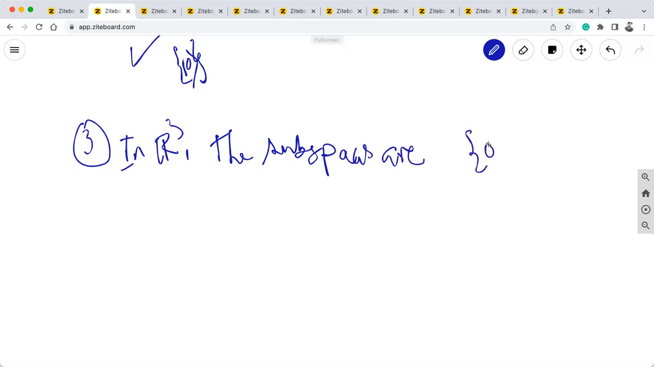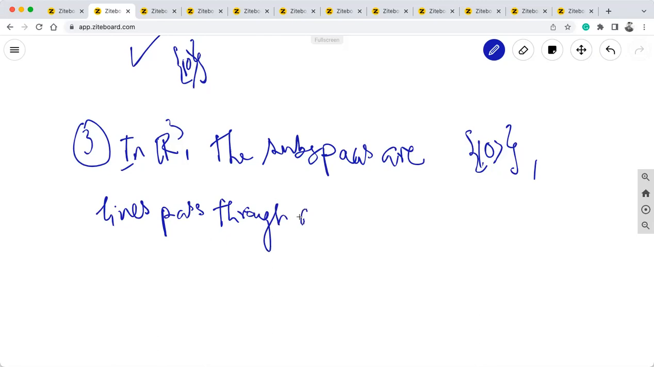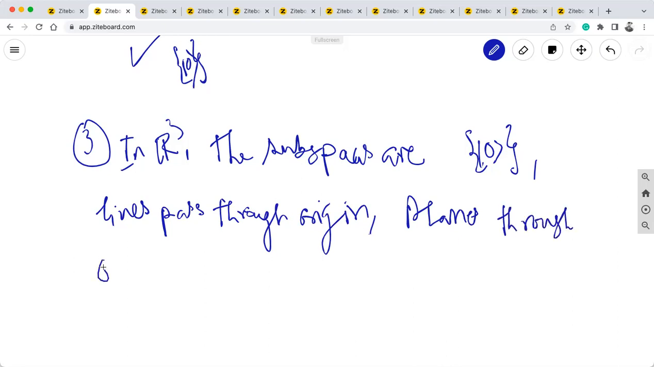the trivial subspace, the ket naught, that means the origin. Then all the lines that pass through the origin, they form subspaces. And planes through origin. So if you see the picture, how will it look like?